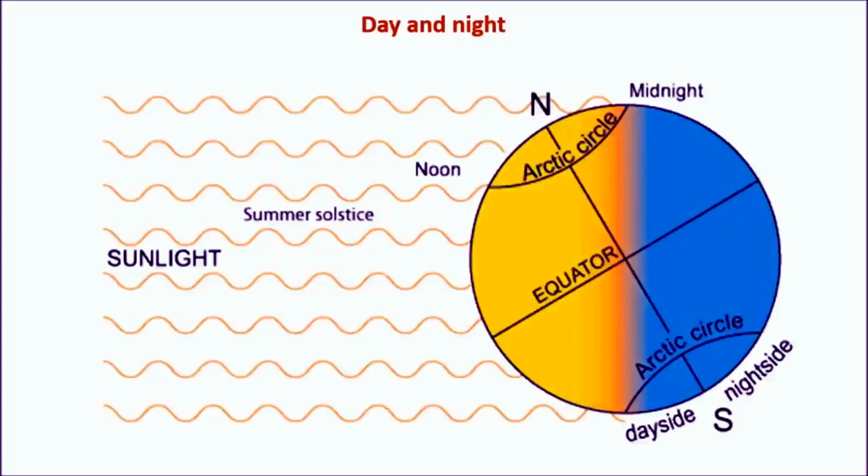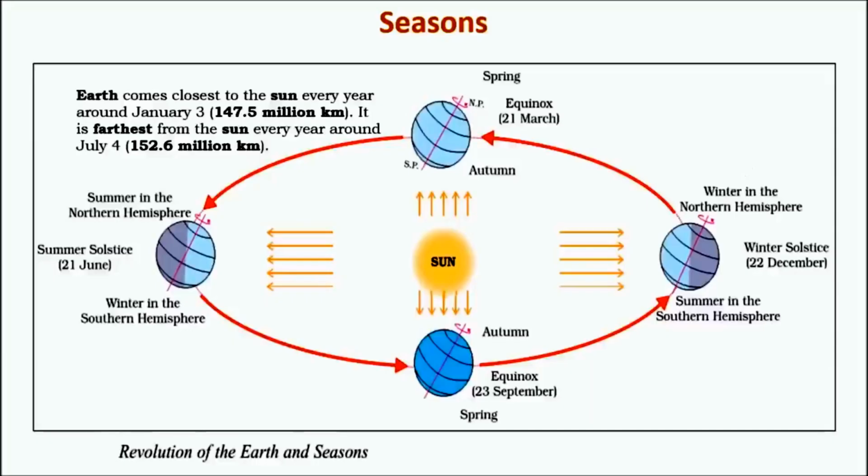So we know that days and nights are mainly due to the rotation of the Earth along its own axis, that is, the north-south axis. But we also know that during different times of the year, the length of day and night varies. So let's see why this variation occurs. First, let's study seasons to understand these variations.